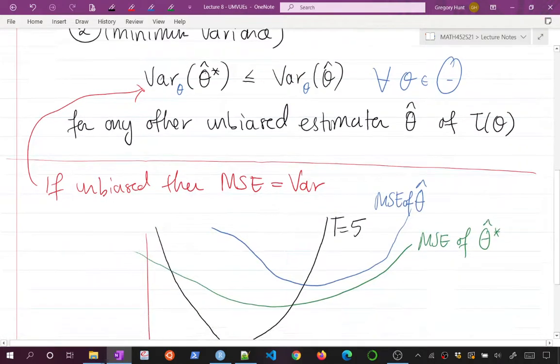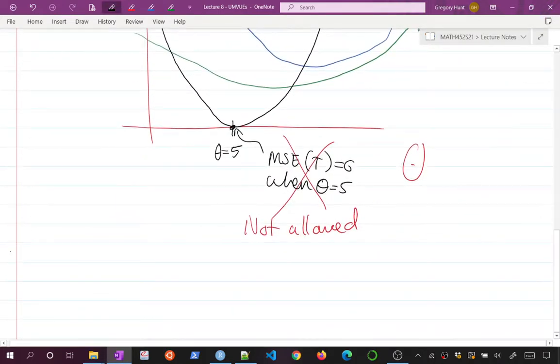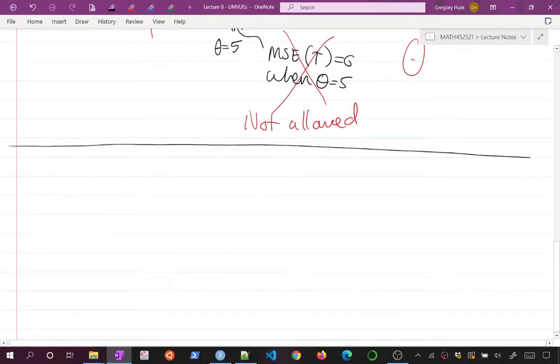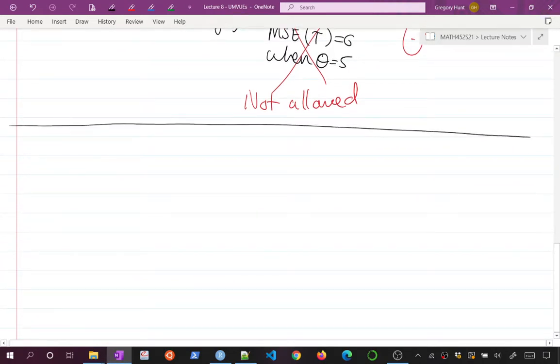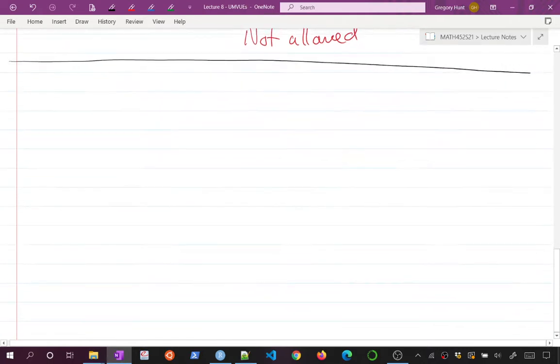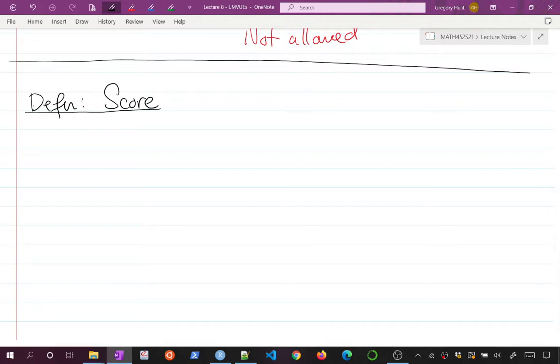Okay, so let's start down the road on how to find these minimum variance unbiased estimators, these UMVUEs. The way we're going to do this is we're first going to talk about what's called the score. And we're going to be doing some kind of weird things here. So it's going to be important to keep in mind that when I write this blackboard bold X with this double hash here, this is random.